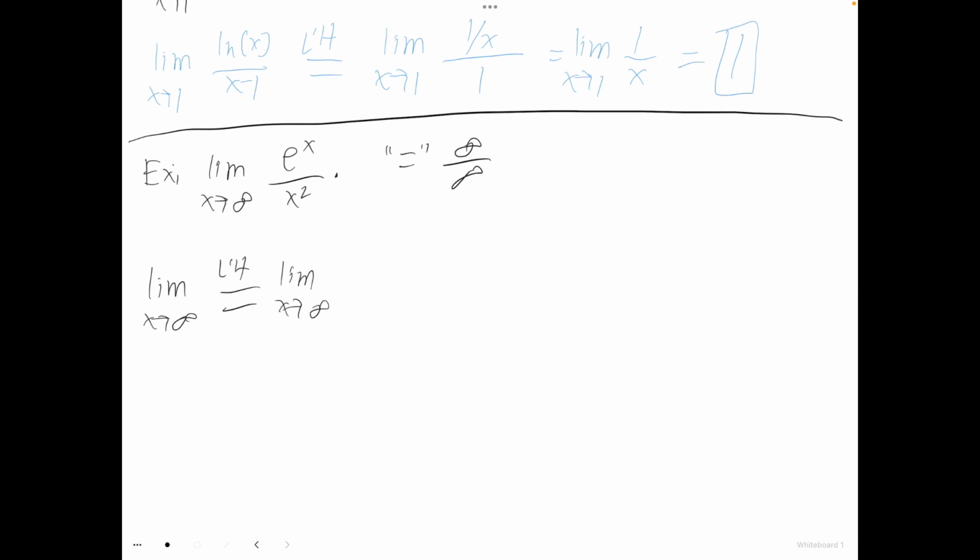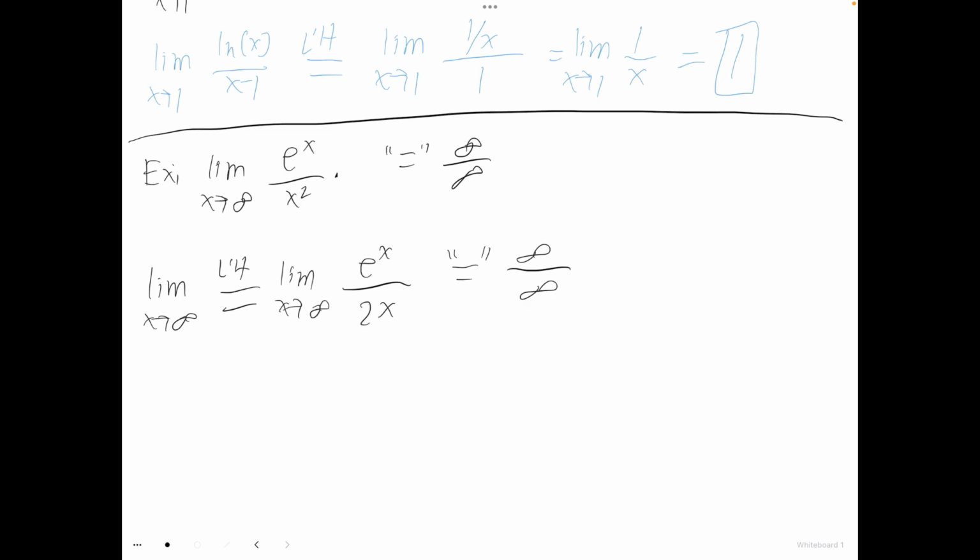The derivative of e to the x is e to the x, and the derivative of x squared is 2x. So I've got e to the x over 2x. Now notice that the top is still going to infinity, e to the x still goes to infinity, and as x goes to infinity, 2 times x also goes to infinity. So this still looks like infinity over infinity.